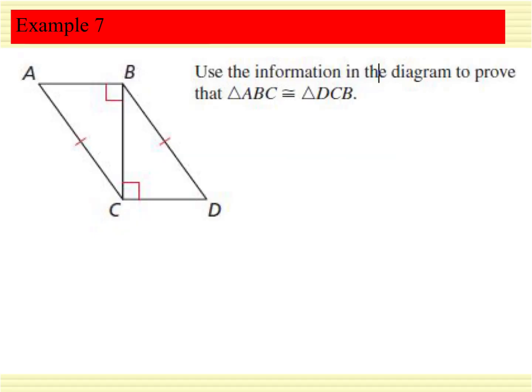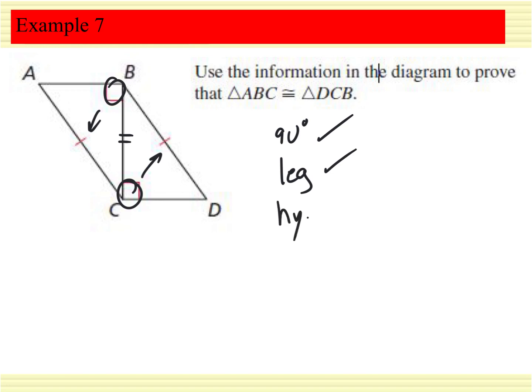And lastly, use the information in the diagram to prove ABC is congruent to DCB. Now, we learned a few chapters ago that the middle line that I just marked is the reflexive property, so we can say it's congruent. Now, this is a hypotenuse, this is a hypotenuse, therefore the one we just marked is the leg. Do both triangles have a 90 degree? Yes, they do. Do both triangles have a leg? Yes, they do. It's the one we just marked. And do both triangles have the hypotenuse? Yes, they do. So we proved that those two triangles are congruent by the HL theorem.